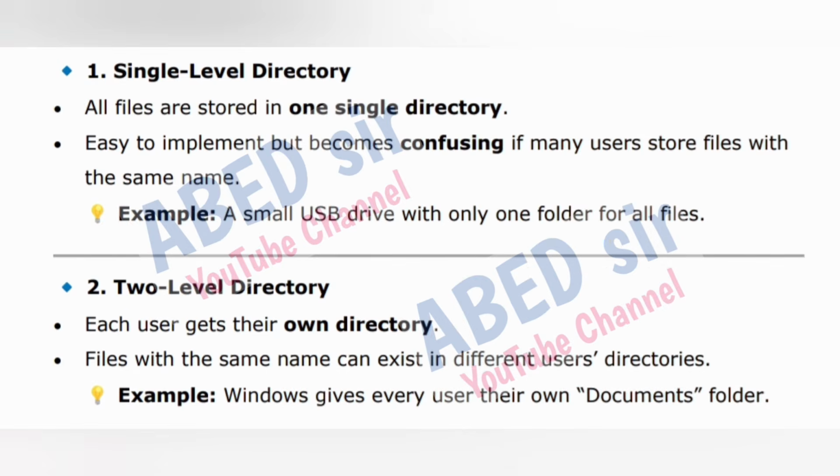1. Single-level directory. All files are stored in one single directory. Easy to implement but becomes confusing if many users store files with the same name. Example, a small USB drive with only one folder for all files. 2. Two-level directory. Each user gets their own directory. Files with the same name can exist in different users' directories. Example, Windows gives every user their own documents folder.